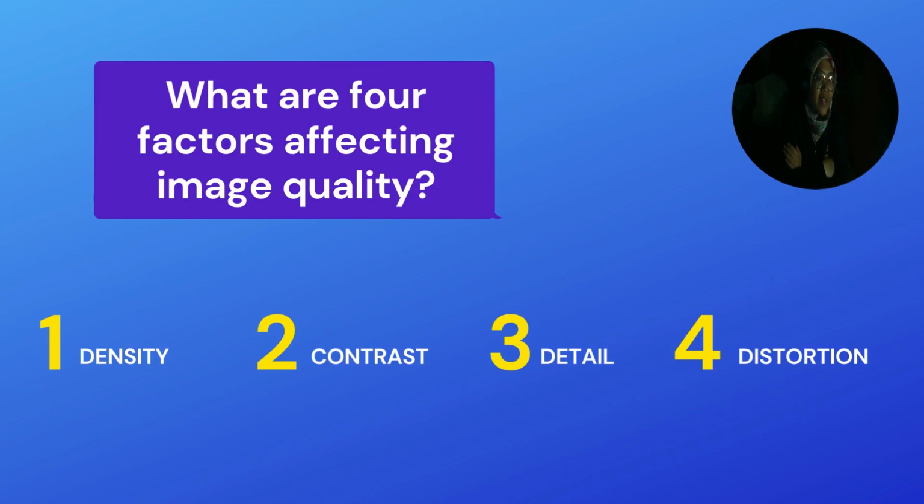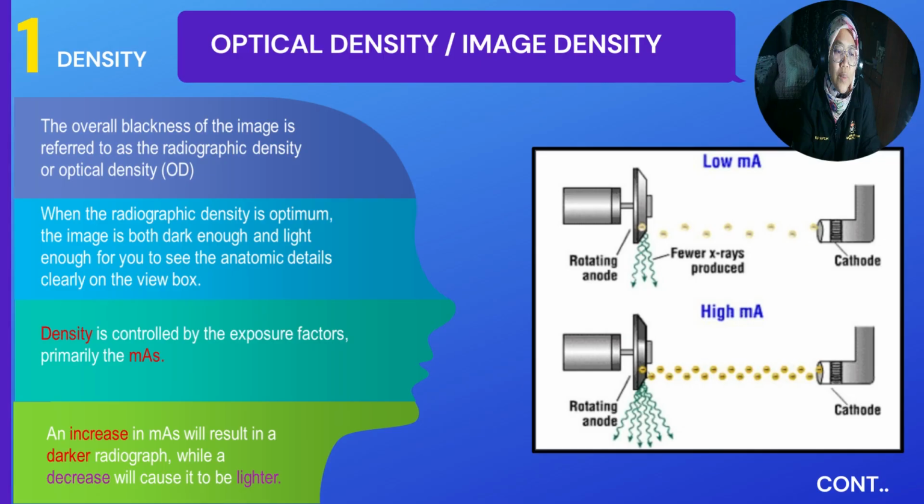So what are the four factors affecting image quality? The first one is density, the second one is contrast, the third one is detail, and the fourth one is distortion. So what is density? Density is the overall brightness of the image. It's referred to as the radiographic density or optical density.